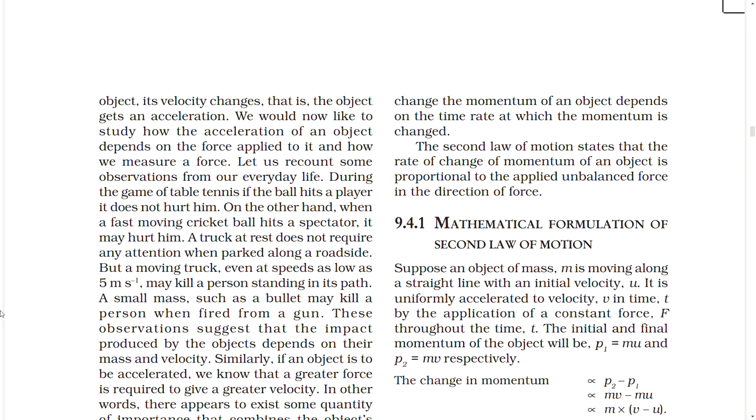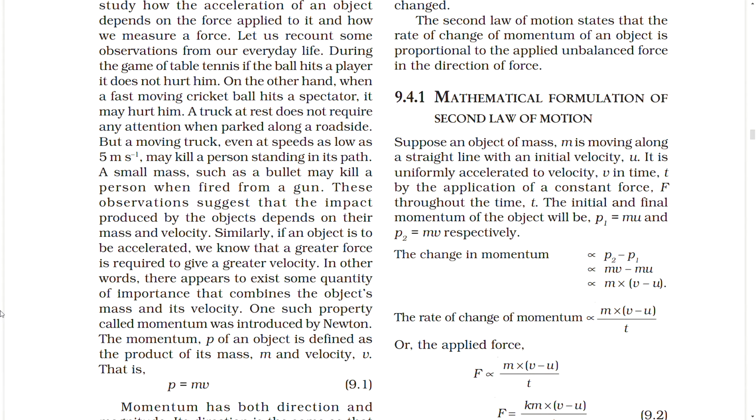Similarly, if an object is to be accelerated, we know that a greater force is required to give a greater velocity. In other words, there appears to exist some quantity of importance that combines the object's mass and its velocity. One such property, called momentum, was introduced by Newton. The momentum p of an object is defined as the product of its mass m and velocity v, that is, p equal to mv.